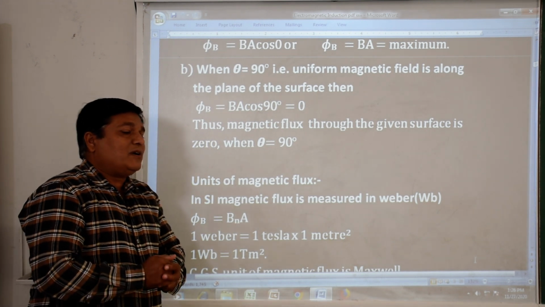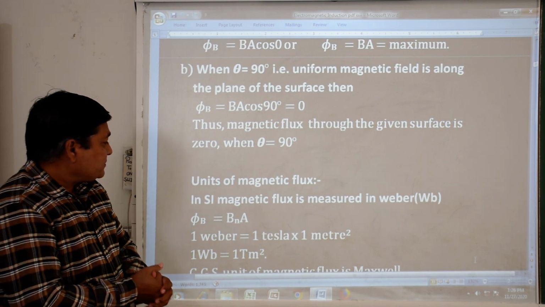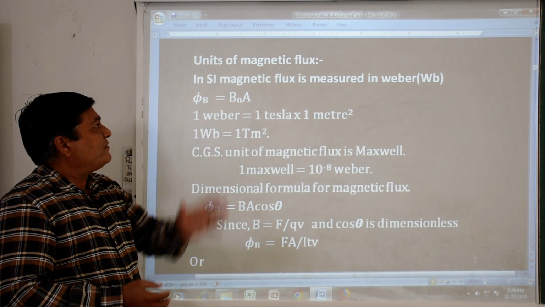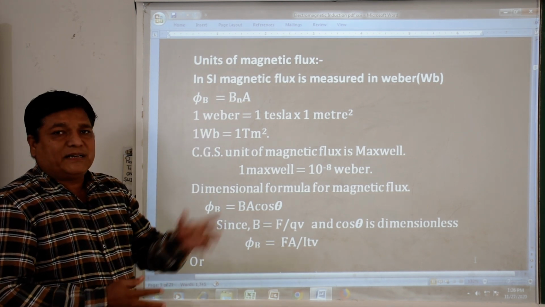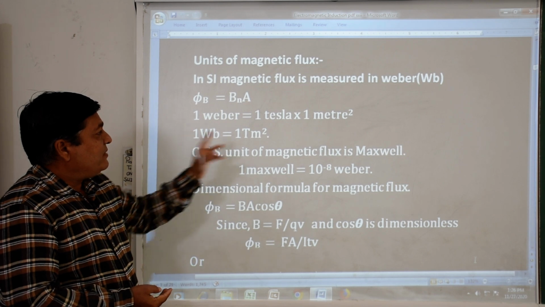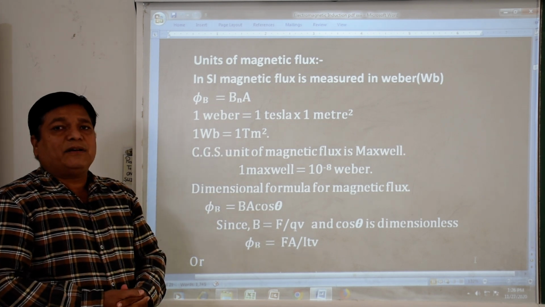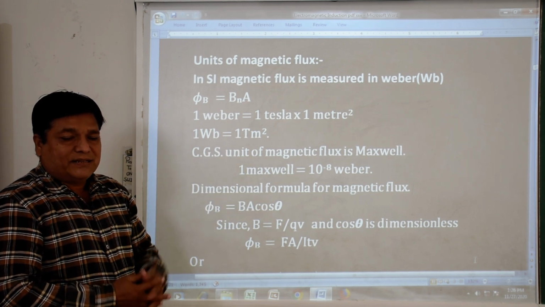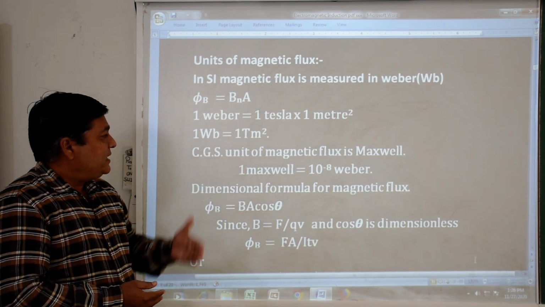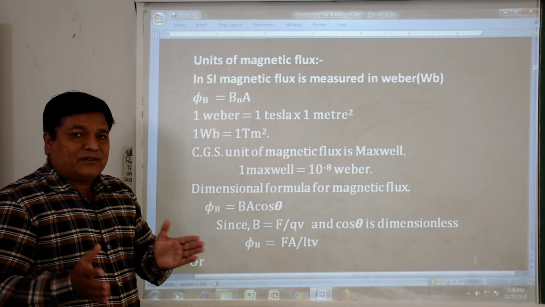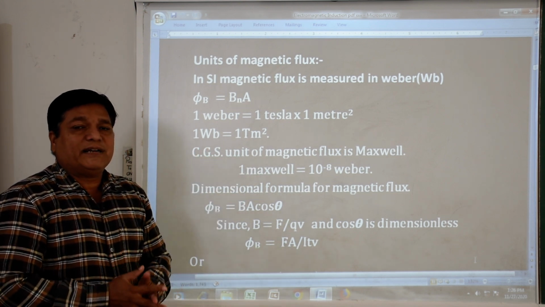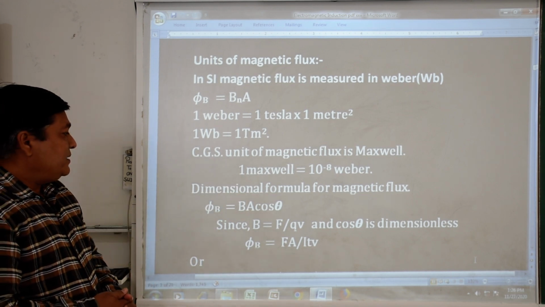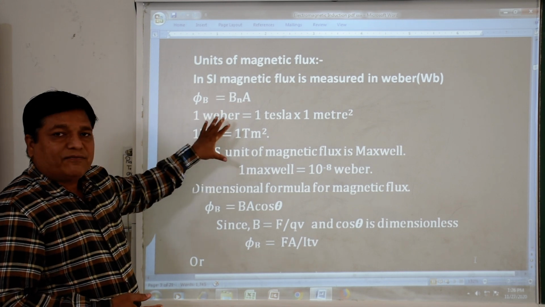Magnetic flux is a scalar quantity, it is indicated by phi of B. Now, what will be the unit of magnetic flux? The SI unit of magnetic flux is measured in Weber. 1 Weber is equal to 1 Tesla into 1 meter square, so 1 Weber is equal to 1 Tesla meter square. This is the SI unit of magnetic flux. If we consider the CGS unit of magnetic flux, the CGS unit is Maxwell. 1 Maxwell is equal to 10 to the power minus 8 Weber. These are some units of magnetic flux.